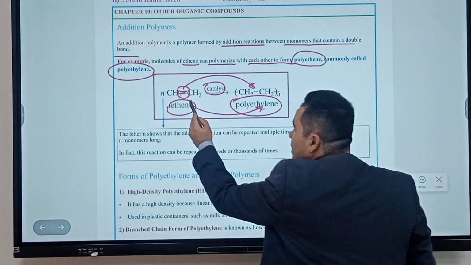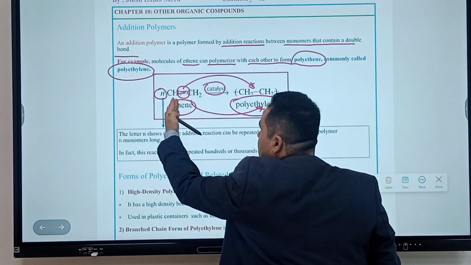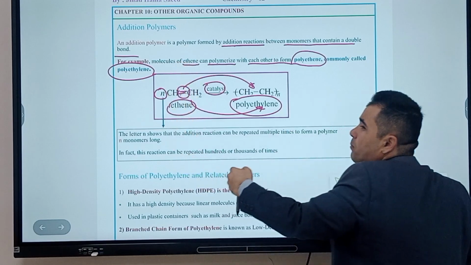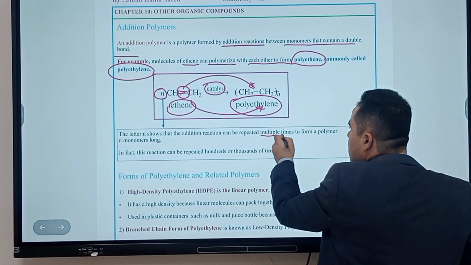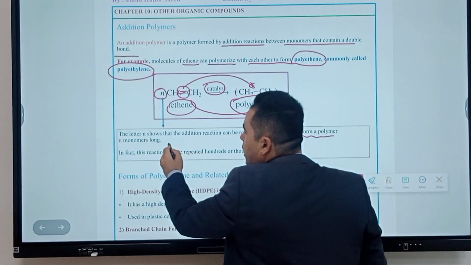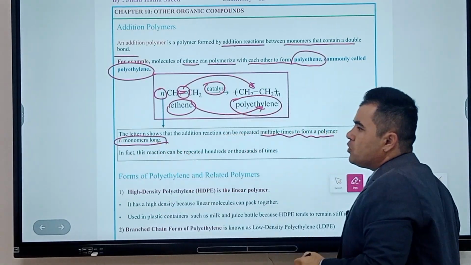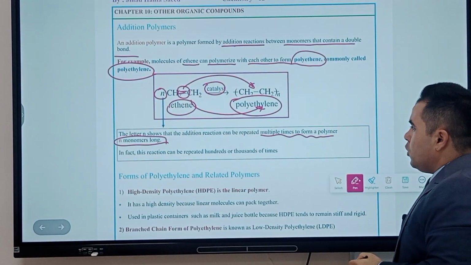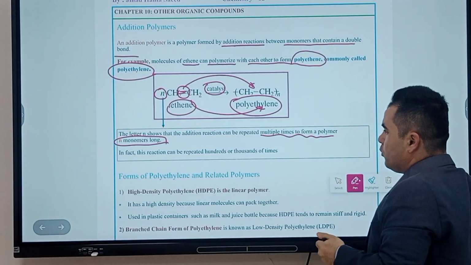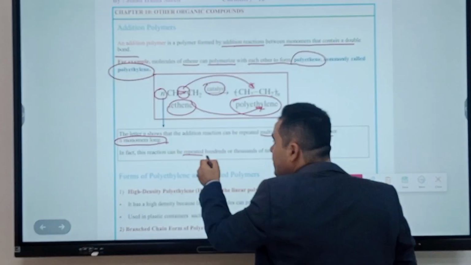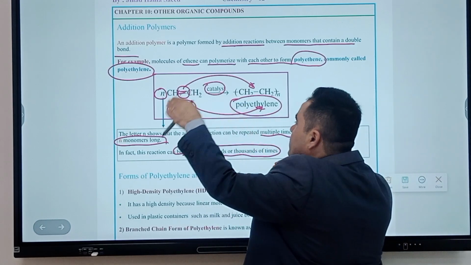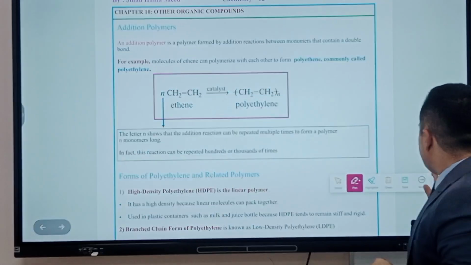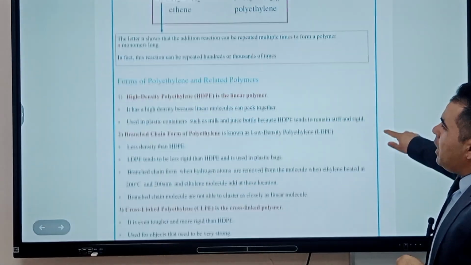The letter n represents that this ethene can be repeated as long as possible, according to the number of monomers, to form a polymer. In fact, this can be repeated hundreds or thousands of times, as the monomers are repeated to form the polymer.